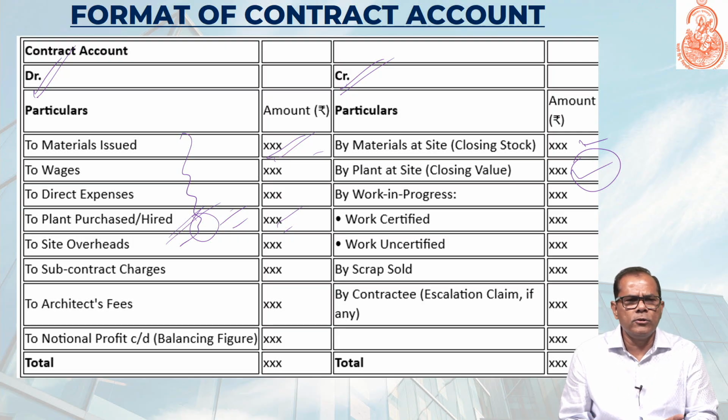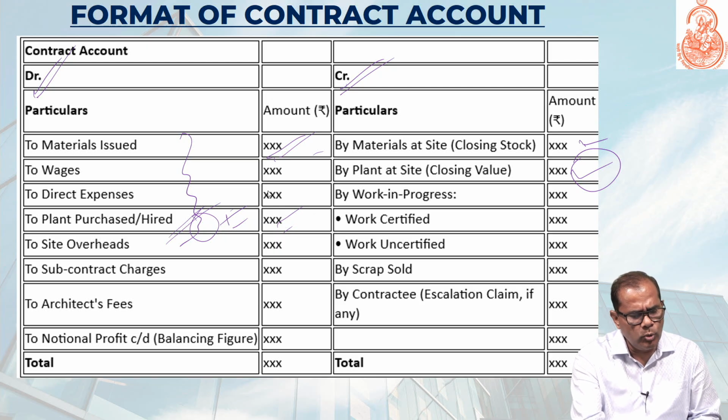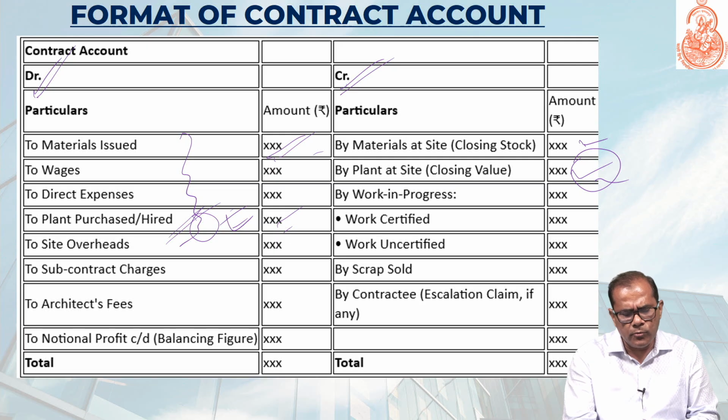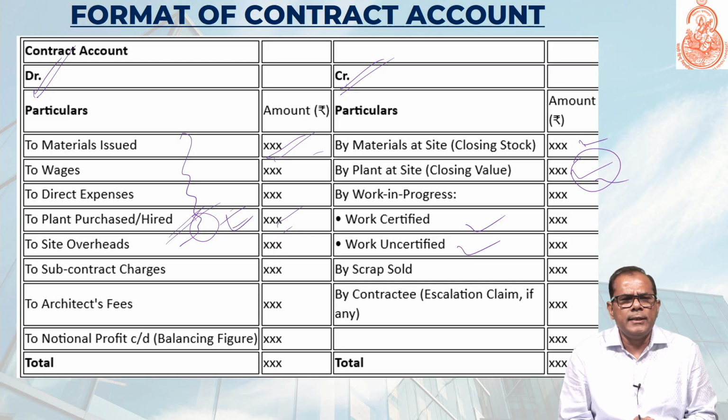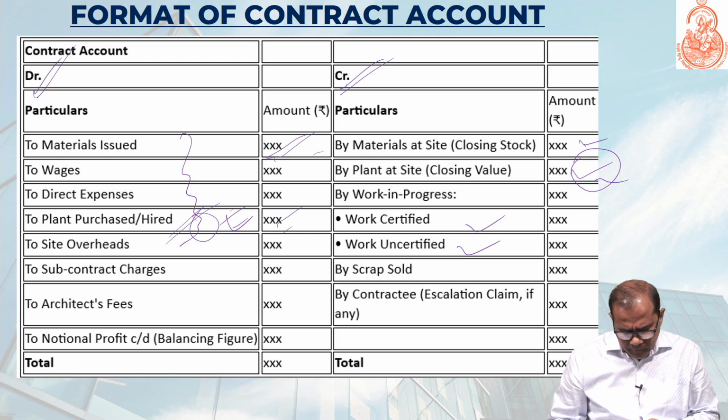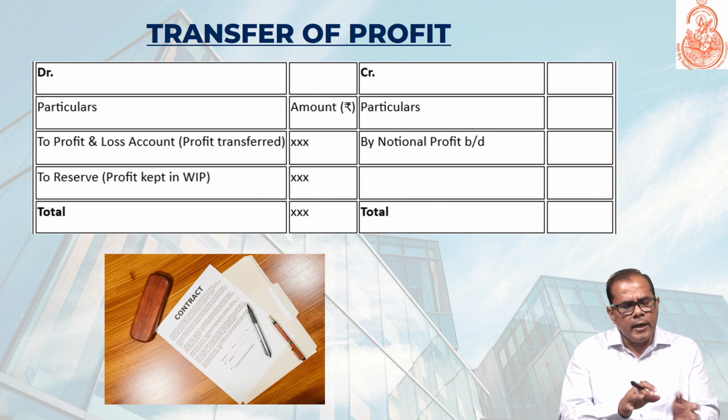So, that will also solve the purpose, but here this is most frequently practiced. And there comes the work in progress account, where we show work certified and work uncertified, which we have already discussed in the previous lecture.